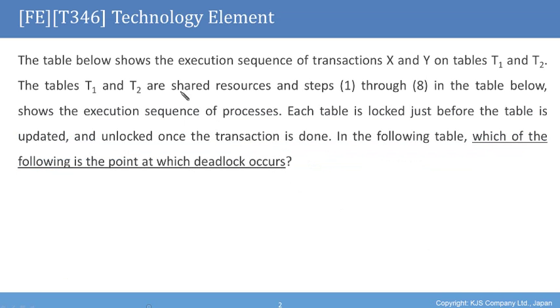The table below shows the execution sequence of transactions X and Y on tables T1 and T2. The tables T1 and T2 are shared resources, and steps 1 through 8 in the table below show the execution sequence of processes. Each table is locked just before the table is updated and unlocked once the transaction is done. In the following table, which of the following is the point at which deadlock occurs?